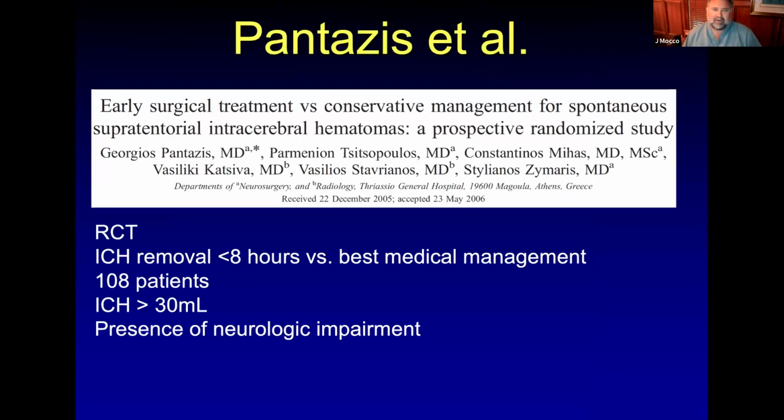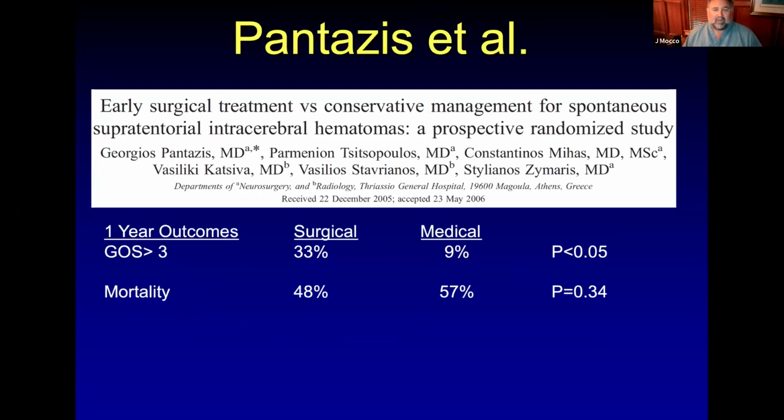And I want to highlight one of those trials. This is a prospective randomized trial. It does not get enough attention, in my opinion. It was in reasonably modern times, published in 2006. And in that trial, they randomized patients to ICH removal within less than 8 hours. They had 108 patients in that trial. And by the way, this population was a very large amount of basal ganglia hemorrhages, side note.